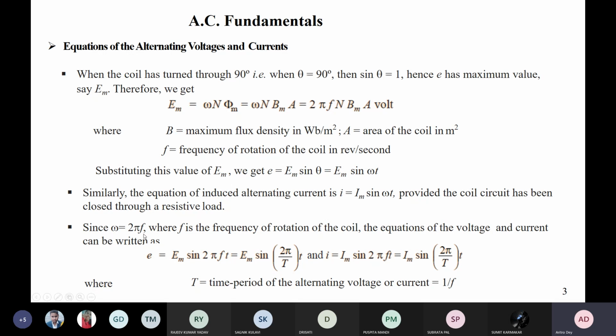Since omega equal to 2 pi f, where f is the frequency of the rotation of the coil, which is 50 hertz for our case, then you can write your E like this. Instead of omega t you can write 2 pi f t, and also 2 pi t by T, where T is your time period. T is the time period of the alternating voltage or current, which is equal to 1 by frequency.